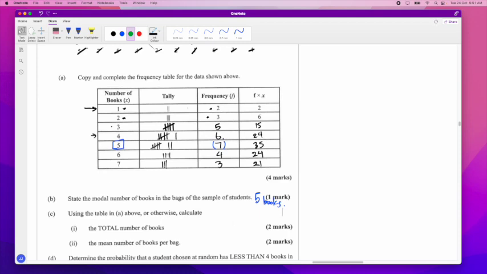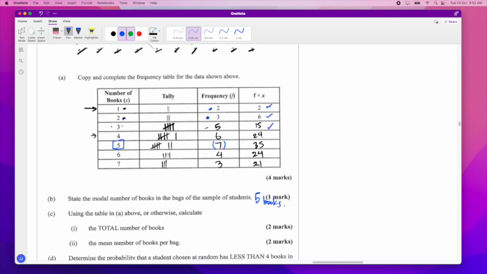That is the one that most of the people had, 5 books in terms of 7 students, the one with the highest frequency, right? Using the table above or otherwise, calculate the total number of books. So think about it, right? If 2 students had 1 book, then 2 times 1, that is 2 books there. If 3 students had 2 books, then 3 2s are 6, that is 6 books there. If 5 students had 3 books, then 5 3s are 15, so that is 15 books there.